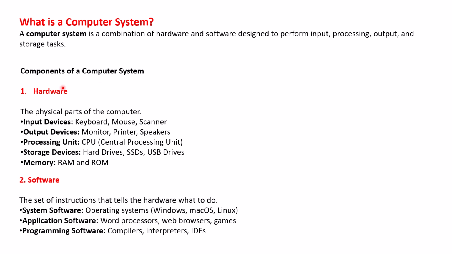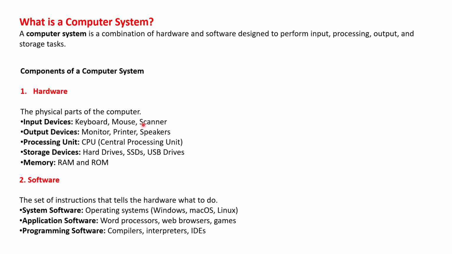Now, what are the components of a computer system? Mainly there are two components: one is hardware, the other is software. Hardware is input devices, output devices, the processing unit, storage devices, and memory. Hardware is the physical part that we can touch and feel.